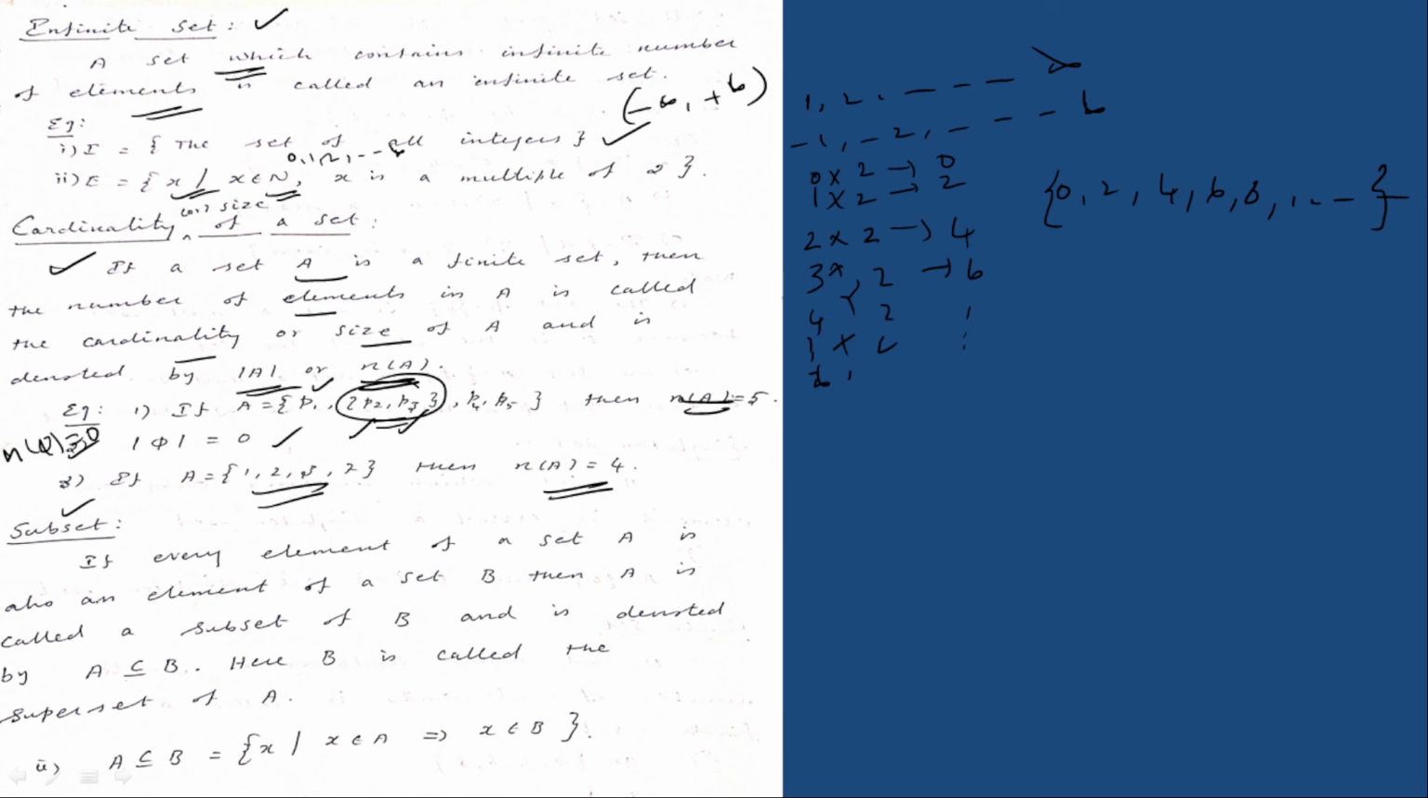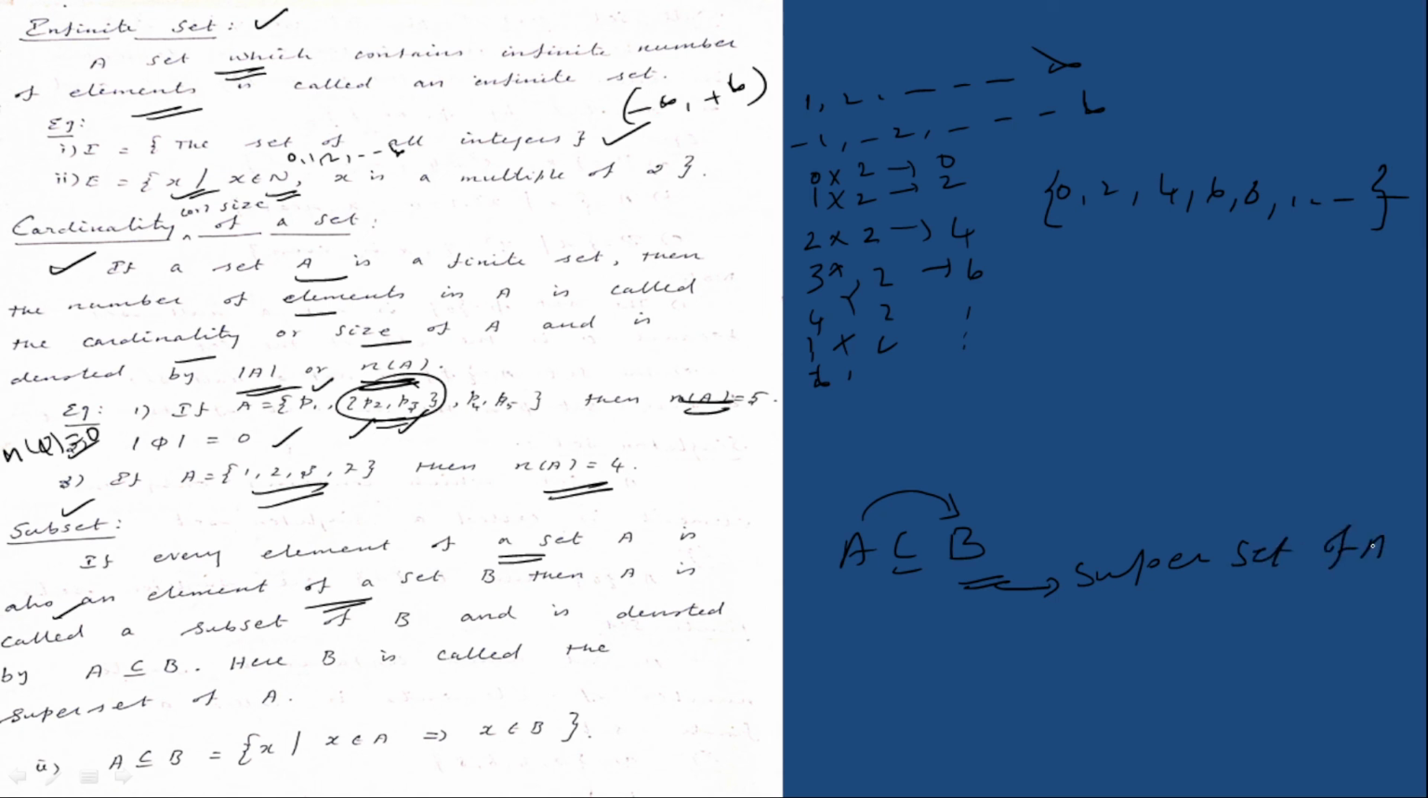The next one, a very important thing, subset. If every element of a set A is also an element of a set B, then A is called a subset of B and is denoted by A subset of B. Okay, every element of A is an element of B. Here we can say B is a superset.